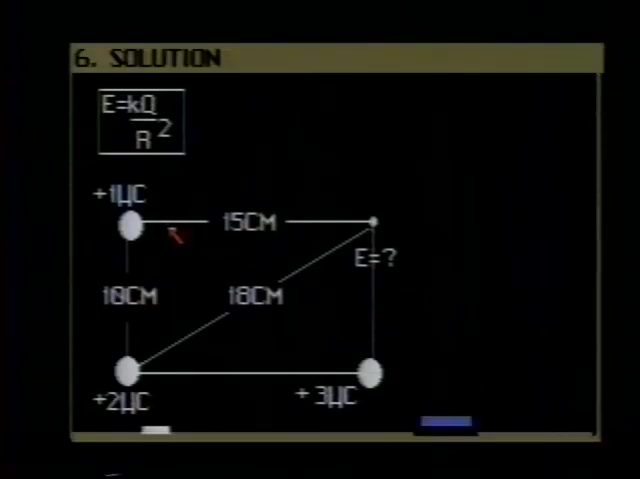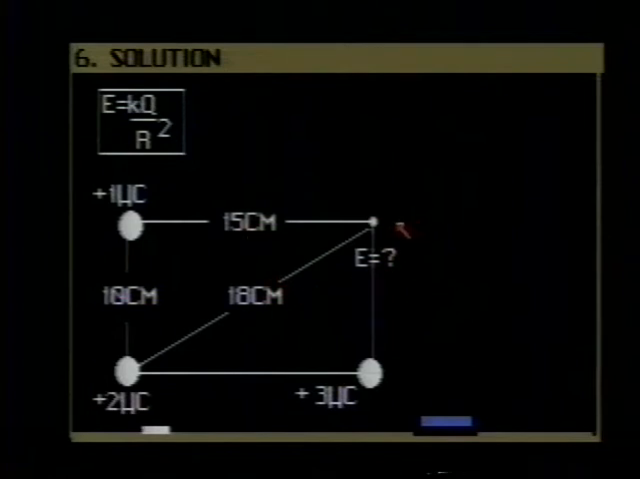Here are our three positive charges arranged at the corners of the rectangle. I have also included the length of the diagonal, 18 centimeters. This figure was obtained by noting that the diagonal is the hypotenuse of a triangle of sides 10 centimeters and 15 centimeters and applying the Pythagorean theorem to that.